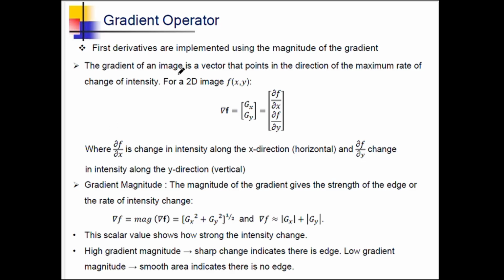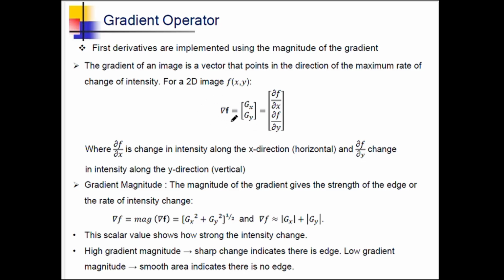The first derivatives are implemented using the magnitude of the gradient. For an image f of x comma y, the gradient is represented by del f, which is a column matrix of gx and gy, that is, dou f by dou x and dou f by dou y. This is called the gradient of the image, where dou f by dou x is the change in intensity along the x direction, and dou f by dou y is the change in intensity along the y direction. You have two directions, x and y.